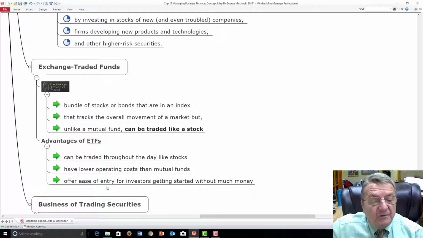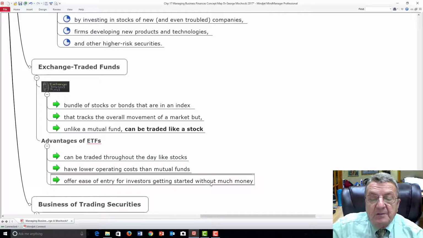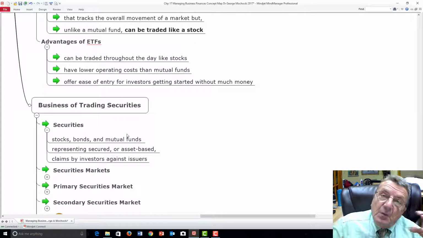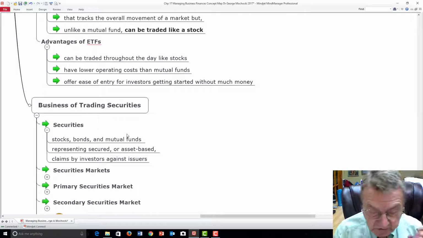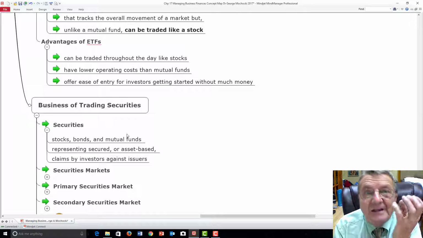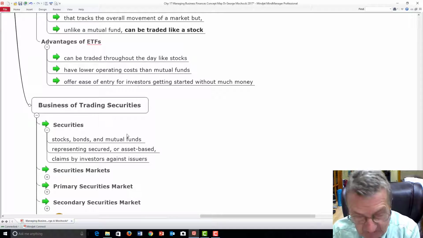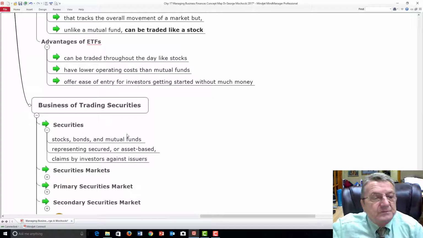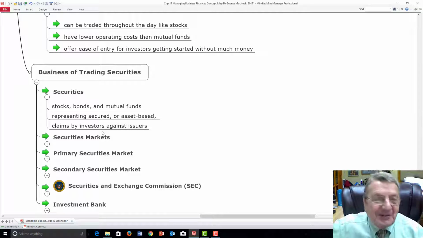Okay, ETFs offer ease of entry for investors getting started without much money. Okay, the business of trading securities. When we talk about securities, they are both IOUs and stocks, right? Stockholders, or equity, or debt. Those are securities, stocks or bonds. Bonds are basically IOUs. I'm sorry, I'm all excited.